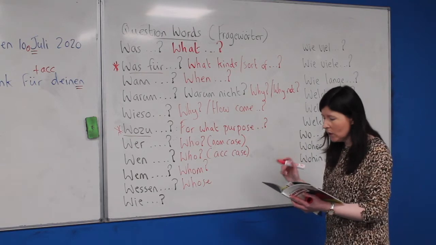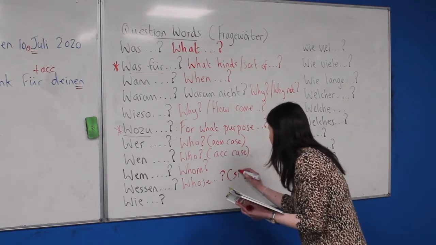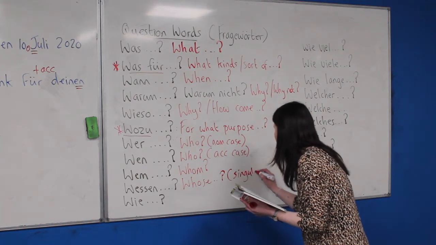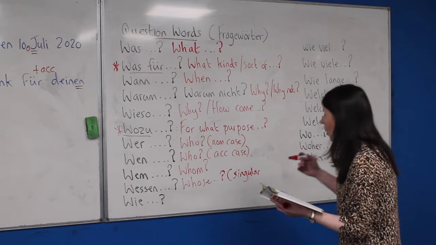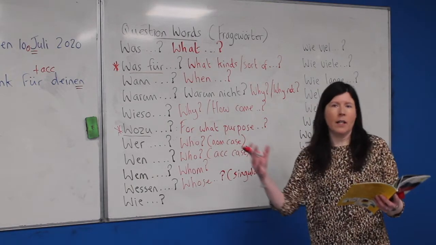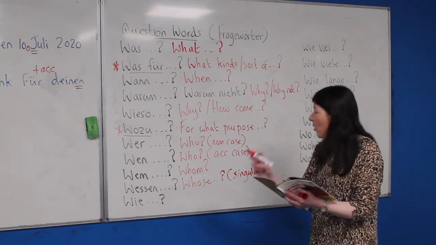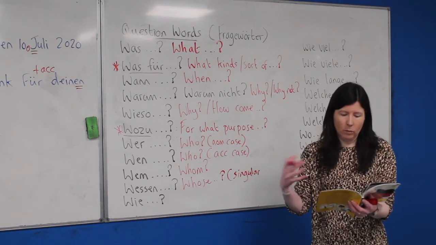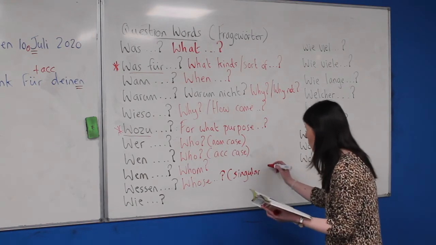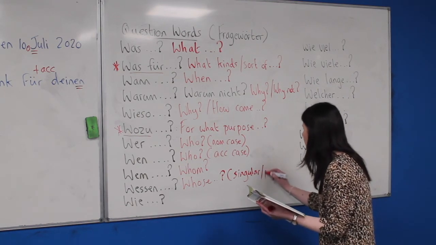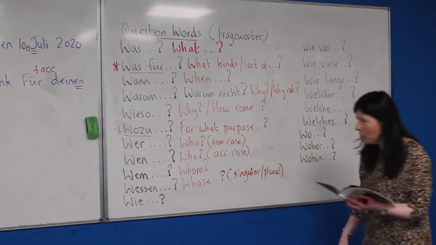And that is used in the singular and plural. So for example, you can use it with singular nouns and in the plural. So wessen Bücher hast du? Whose books have you? Okay, or if it's singular, wessen Buch hast du? Or something like that. Okay, wessen Buch hast du gelesen? Whose book have you read? Something like that. So that's the singular and the plural. So it's the very same word that you use for both.